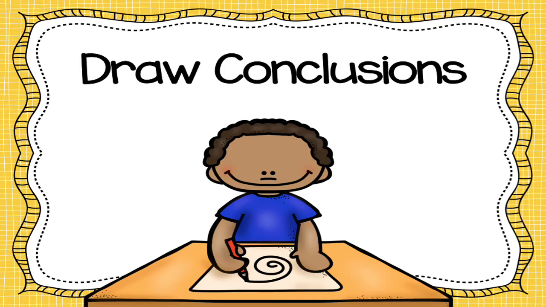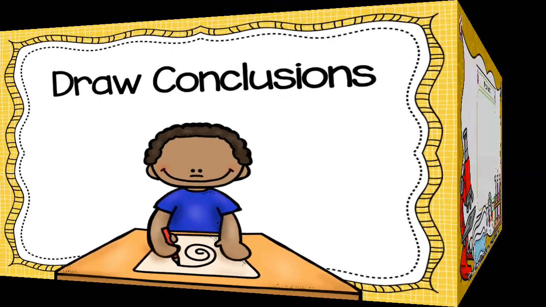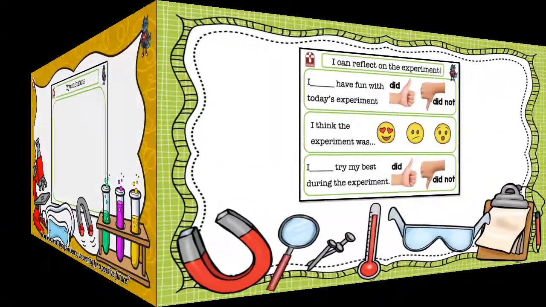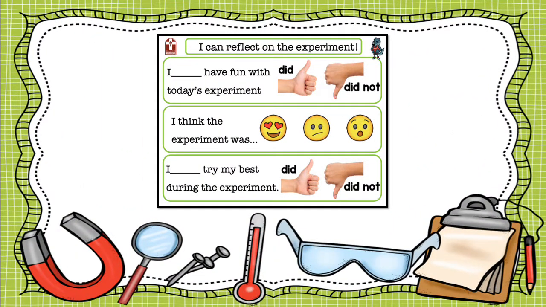On step number 5, you will have to draw your conclusions. So, compare your predictions with the results of the experiment. On this worksheet, you can draw your conclusions. When you're done with your experiment, don't forget to reflect on it and let us know if you liked it.